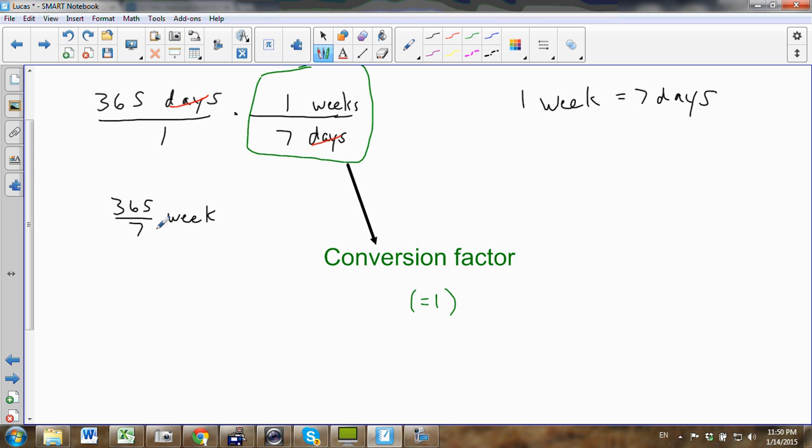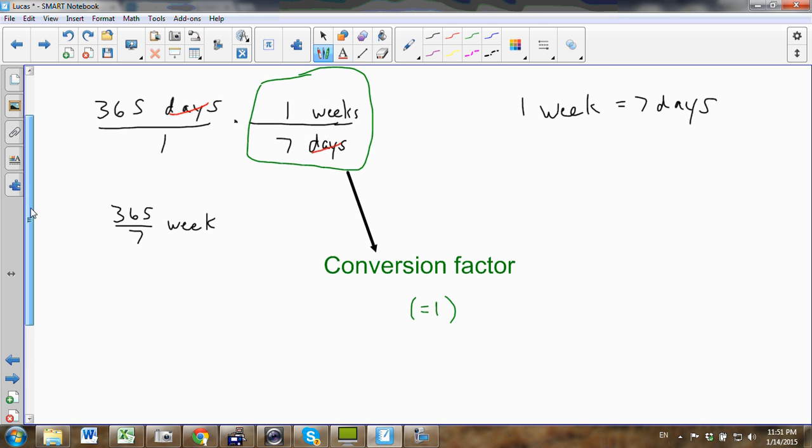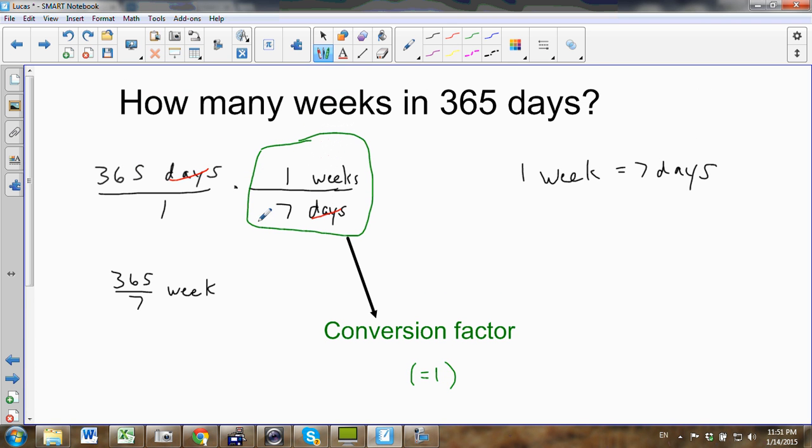But the point here for this little video was to show you how to use a conversion factor, how to use dimensional analysis to change units from days to weeks. I could keep going. I could change weeks into years and so forth with another conversion factor, but I won't. Hope that makes sense.